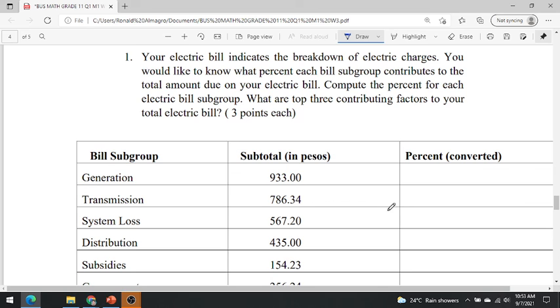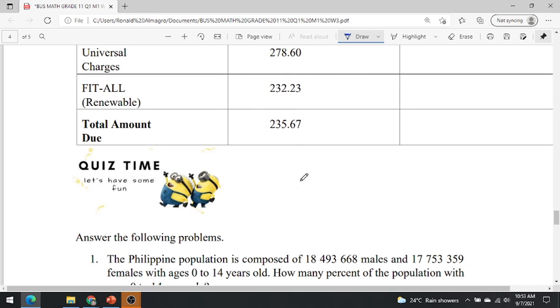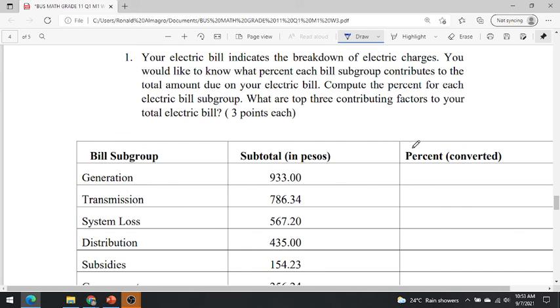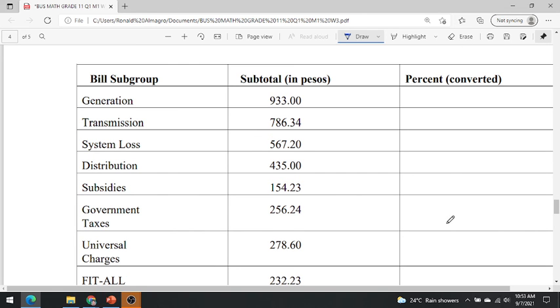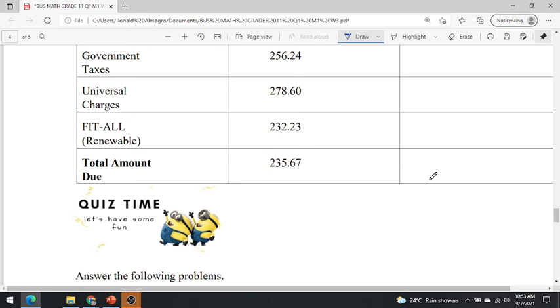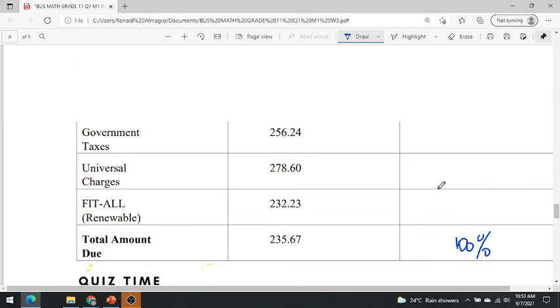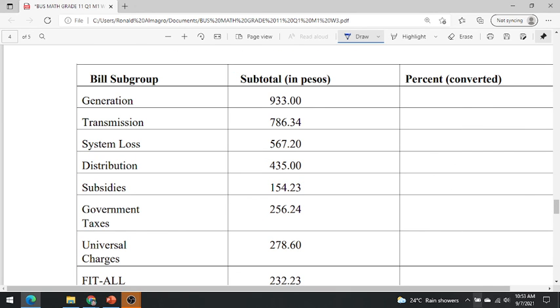Student, you will need to convert the values into percent. Then for the total amount due, add up the percentages you got. The total should be 100%, or approximately 99.9%. Use the percentage as the rate. Okay, did you get it? Hello?